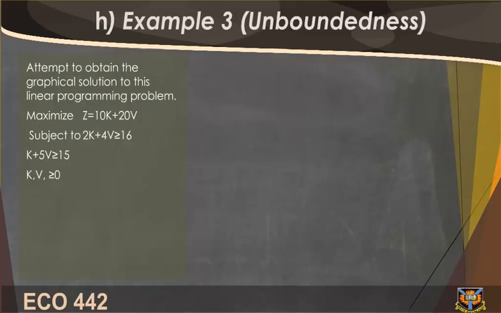H. Example 3. Unboundedness. Attempt to obtain the graphical solution to this linear programming problem. Maximize Z equals 10k plus 20v, subject to 2k plus 4v greater than 16, k plus 5v greater than 15, k, v greater than 0.